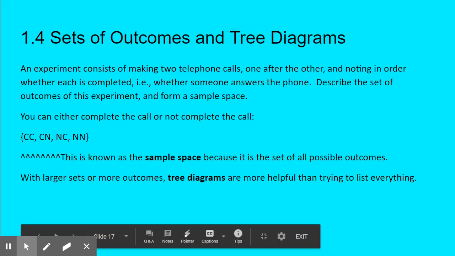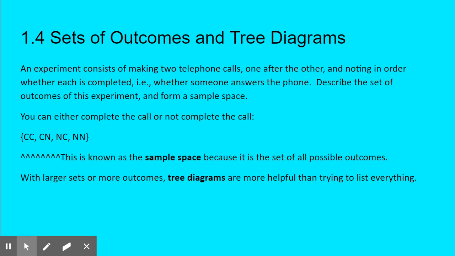All right, here we go. This is a pretty short one today. Sets of outcomes and tree diagrams. Okay, so this first slide is pretty basic, nothing's terribly complicated here.